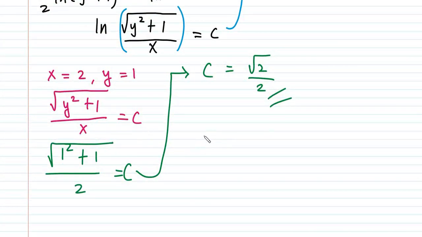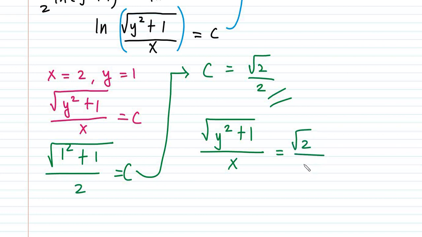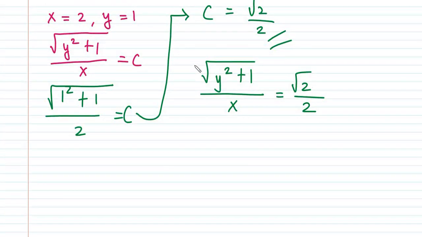So we have square root of y squared plus 1 over x is equal to square root of 2 over 2. We can simplify this equation by squaring both sides.